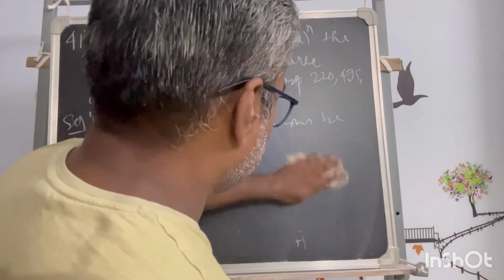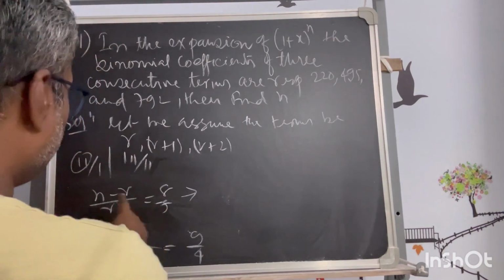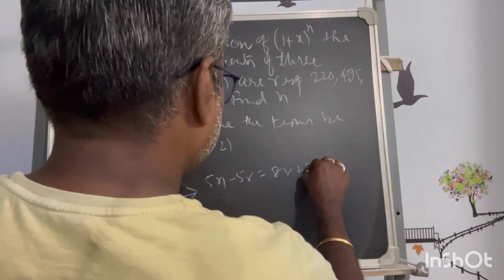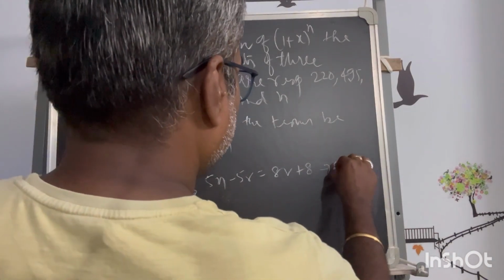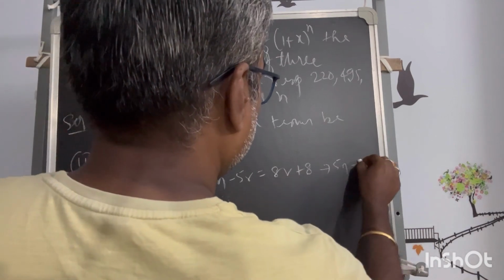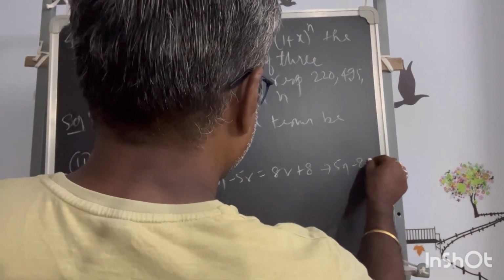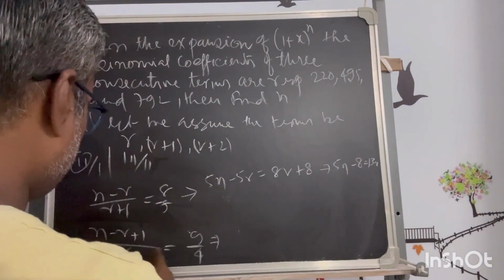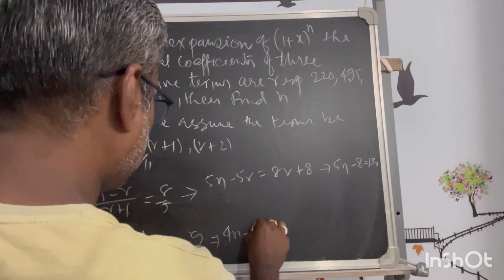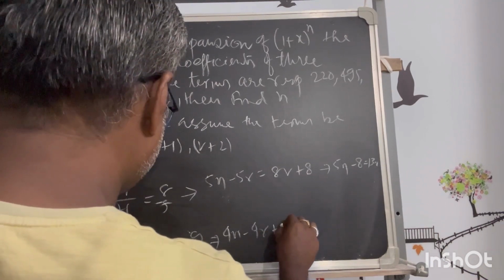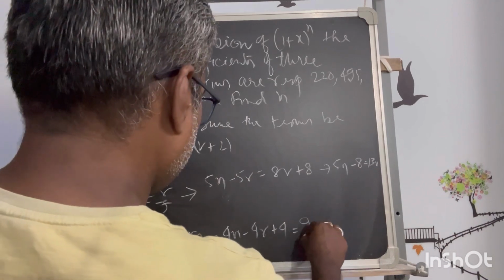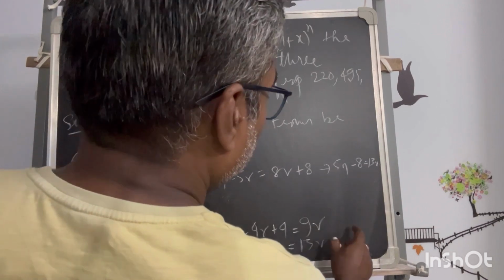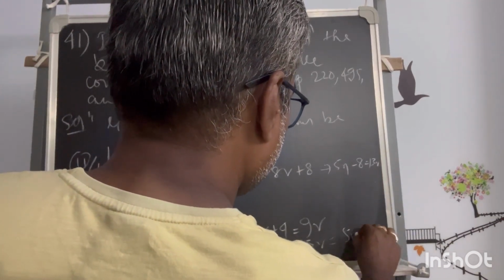So clear all this. From there, if I multiply, 5n minus 5r is equal to 8r plus 8. From there I will get 5n, and you take 8 this side, this will be 8 plus 5, 13r. And if you calculate this, 4n minus 4r plus 4 will be 9r, or 4n plus 4 is equal to 13r. So this is also 13r, so you can equalize 5n minus 8.